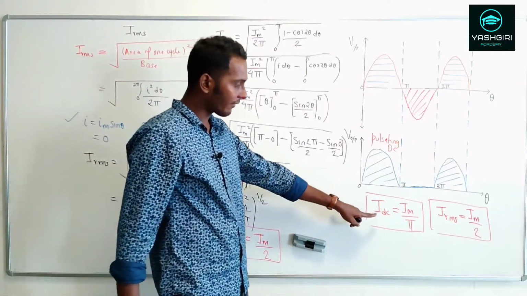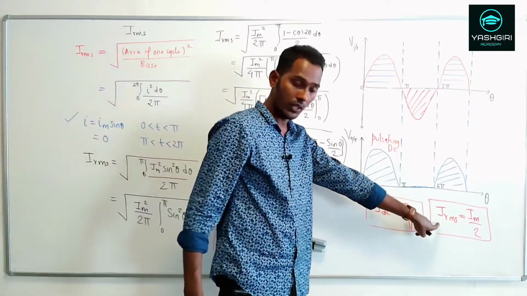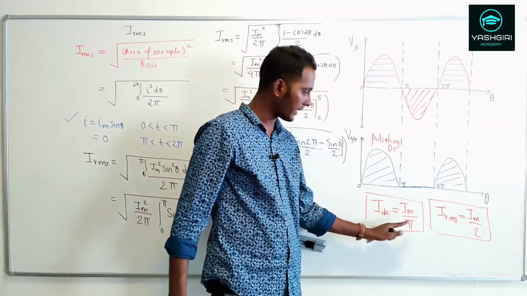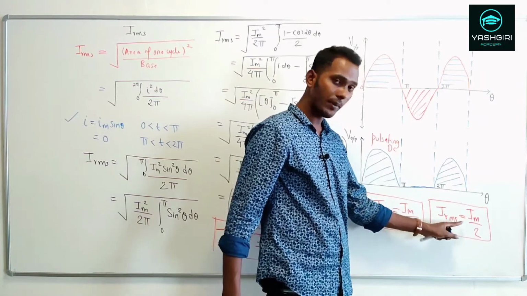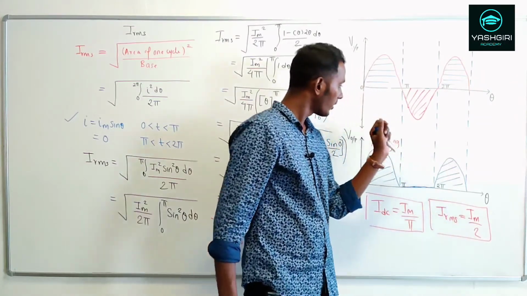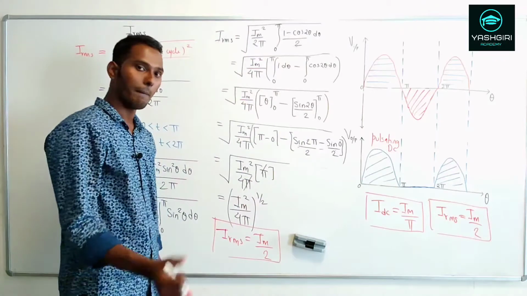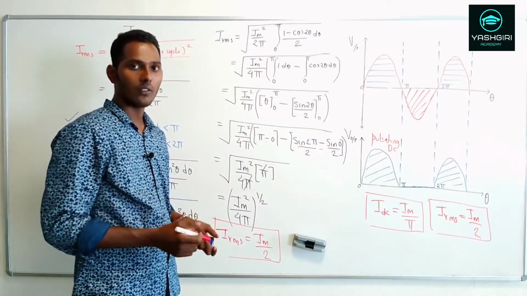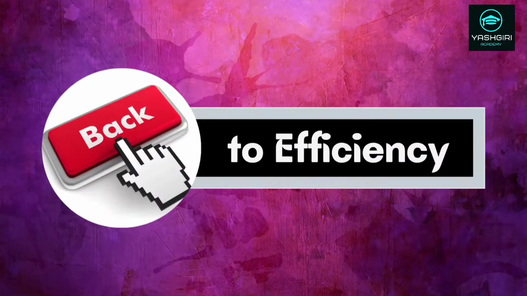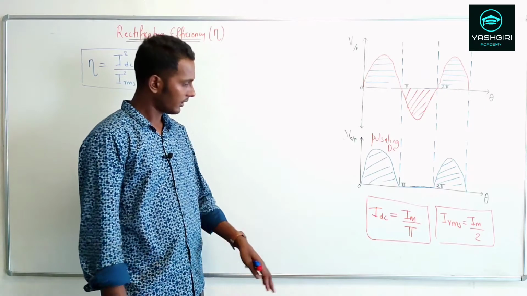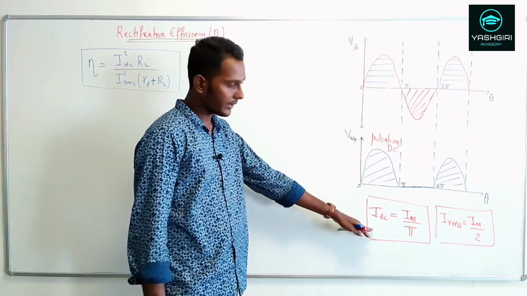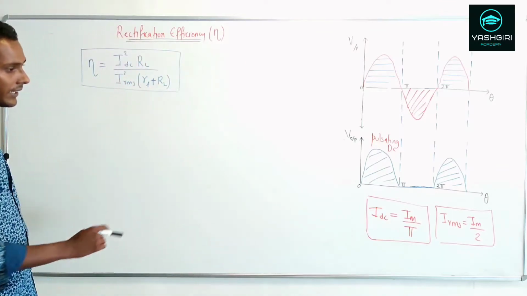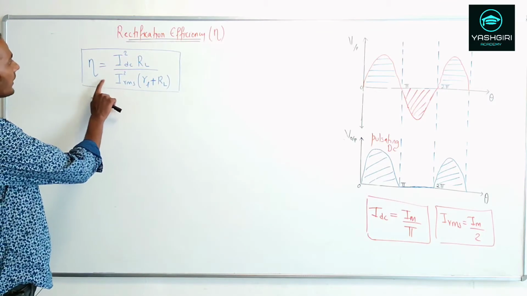Now the next thing, we have got IDC and IRMS value in terms of maximum current. Here Im stands for maximum current, IDC is Im divided by pi, whereas IRMS is Im by 2. So now let's substitute these equations back into the efficiency formula and try to calculate the efficiency of a half-wave rectifier. Now I have calculated the IDC and the IRMS value, so next I'll substitute them in this equation.